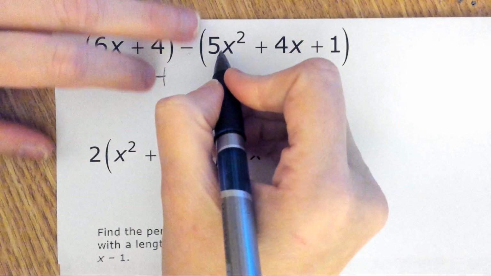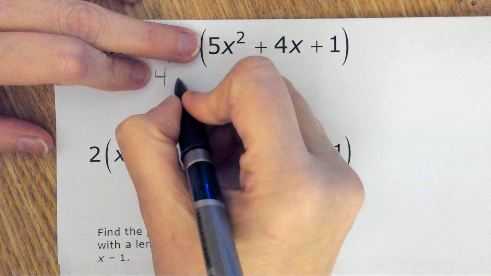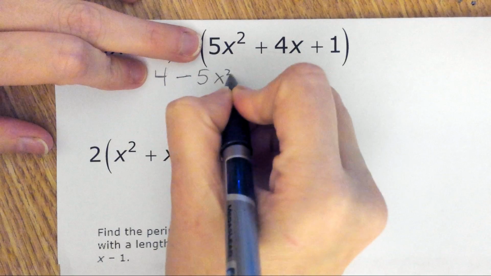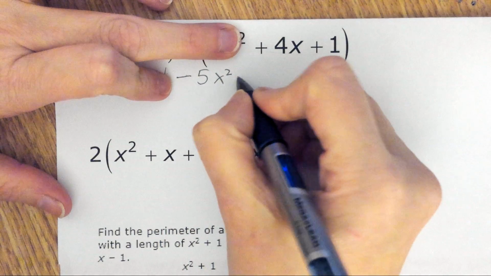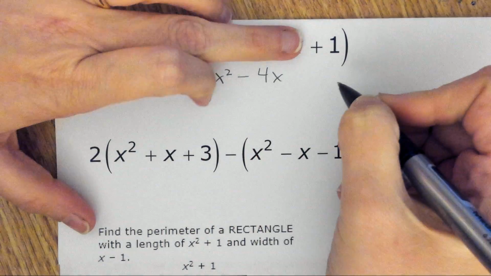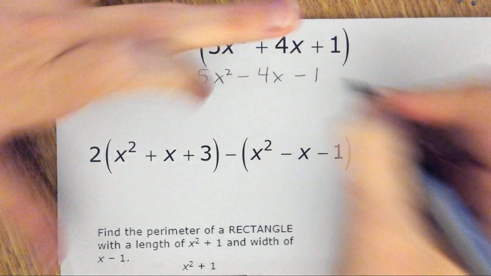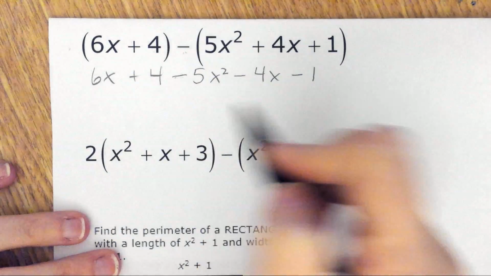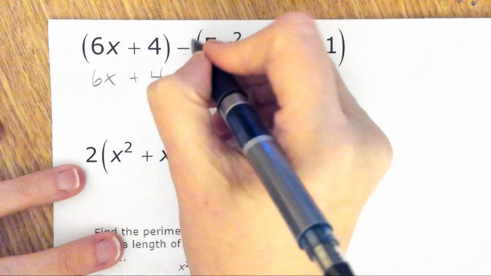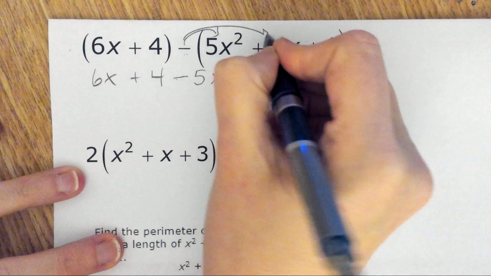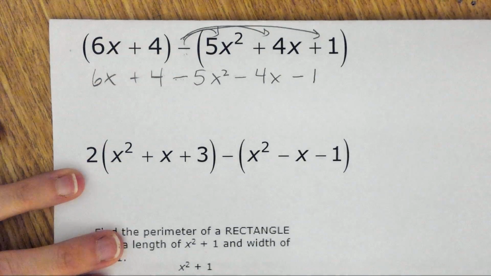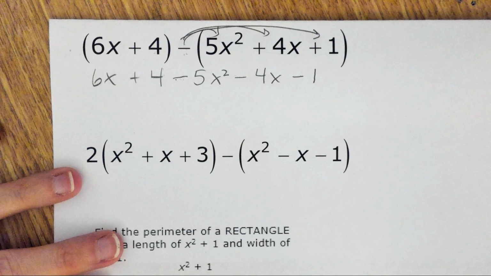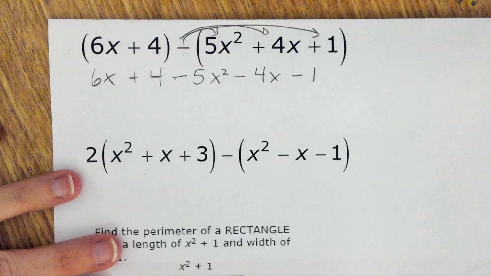So it was positive 5x squared, now it's negative 5x squared. It was positive 4x, now it's negative 4x. It was positive 1, now it's negative 1. So I have to switch the signs on everything inside. So I have to make sure that I take the opposite of each of the things inside of it. It's almost like I'm distributing the negative to everything inside, which is kind of what I'm doing.